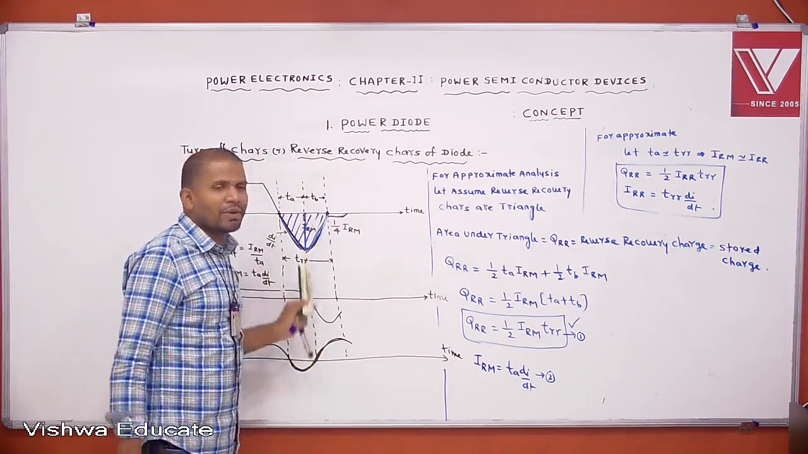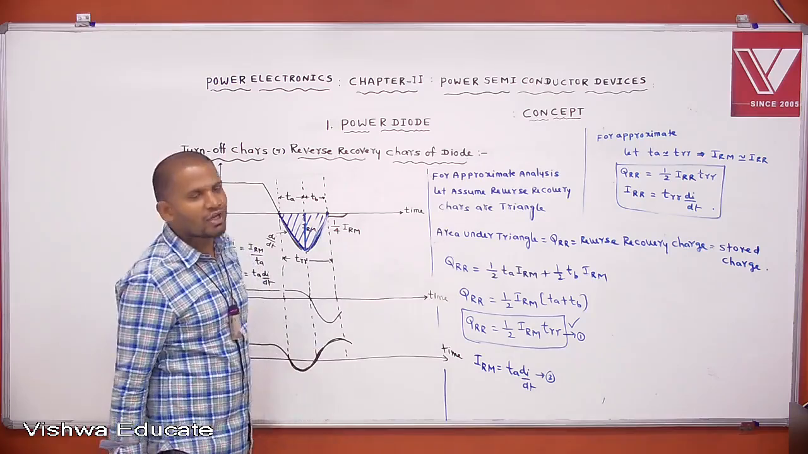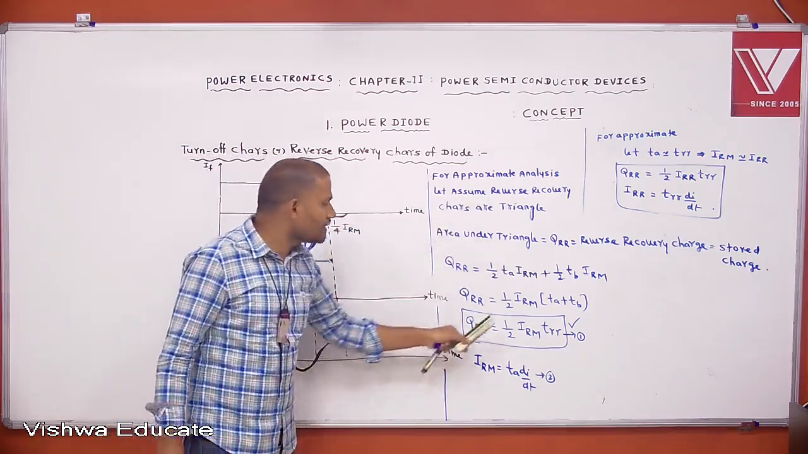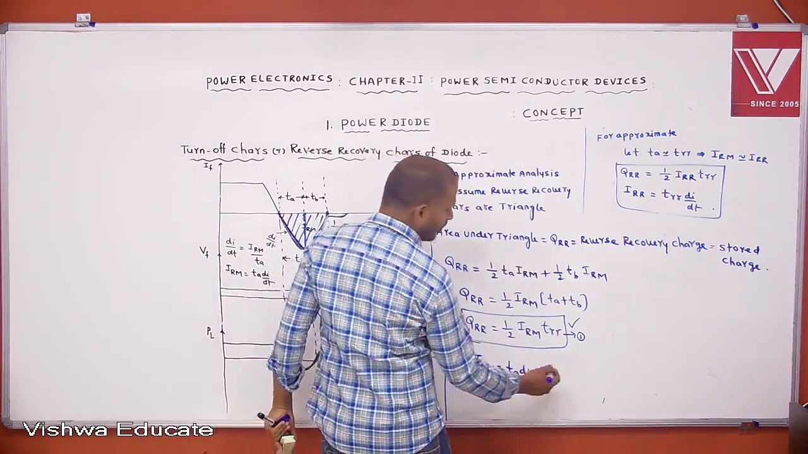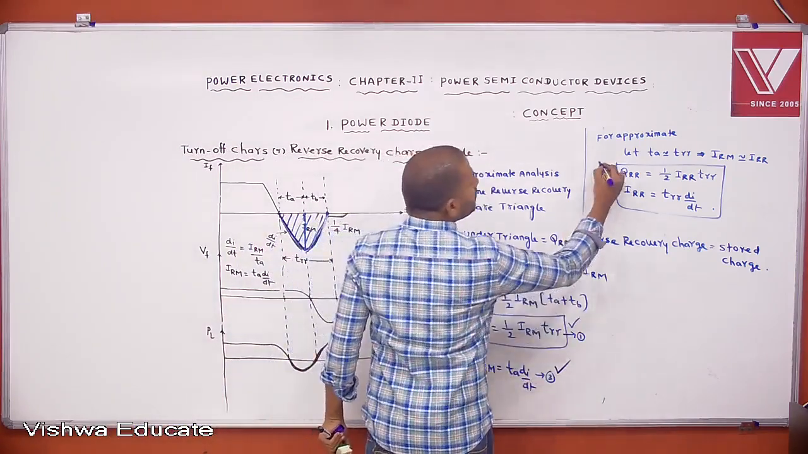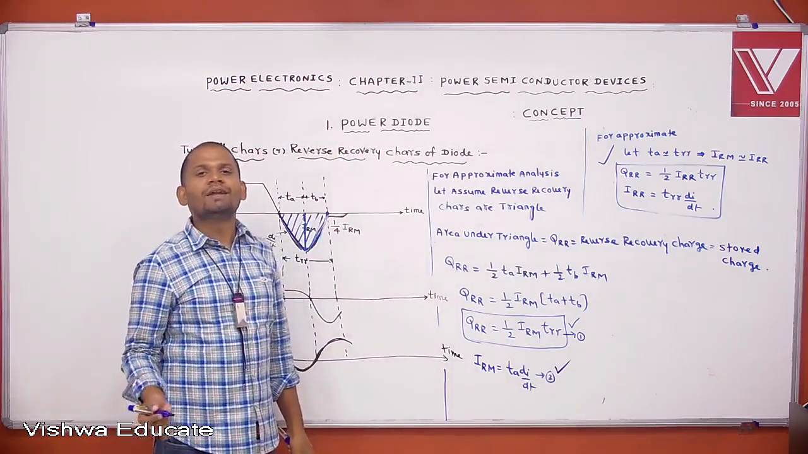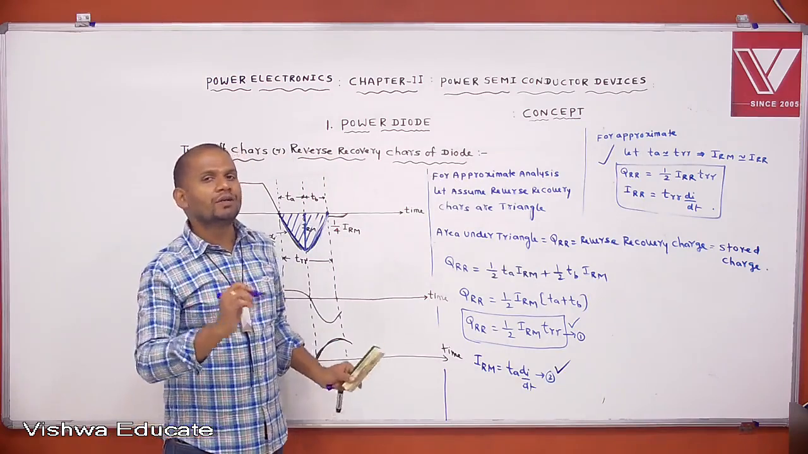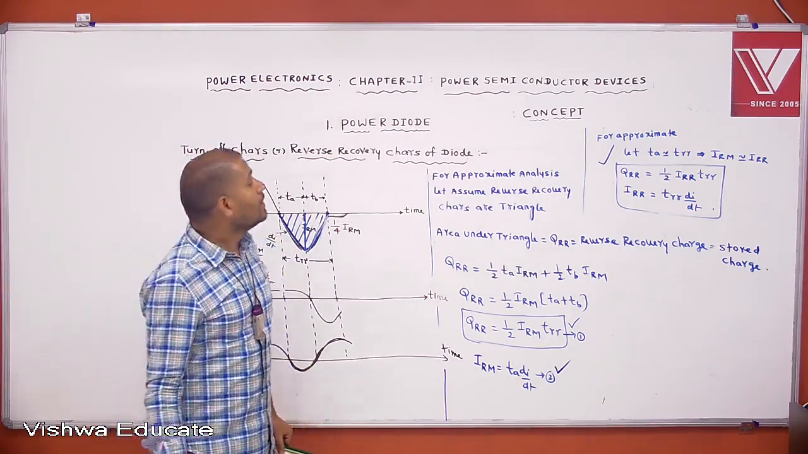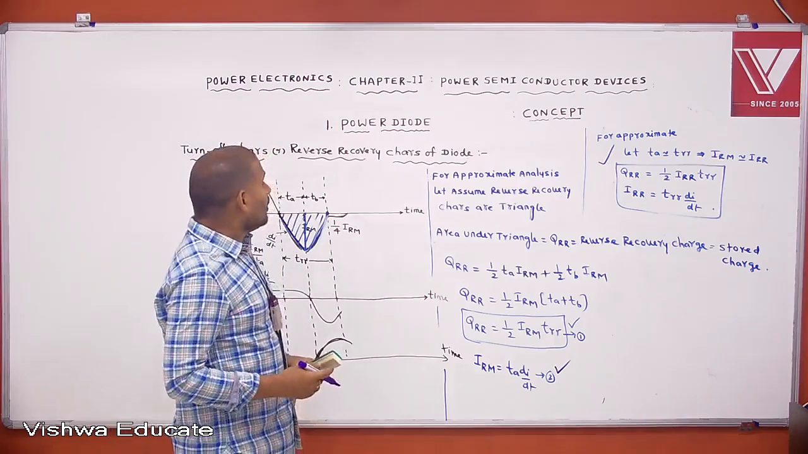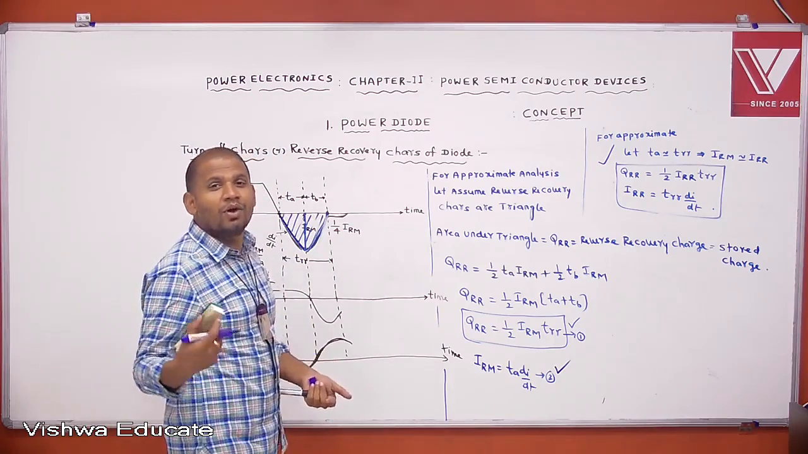And we are doing some analysis. Then what does the area under this triangle indicate? Reverse recovery charge. Then how to calculate the reverse recovery charge? This is a very important equation. This is also an important equation. Then approximately you can also assume these equations, based on the data given in the problems. Understood? Okay.